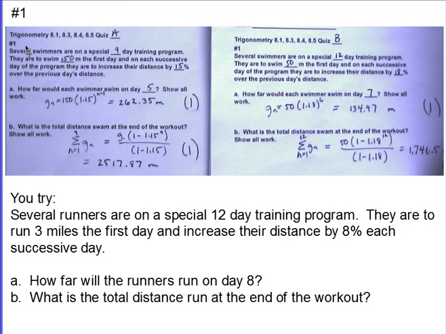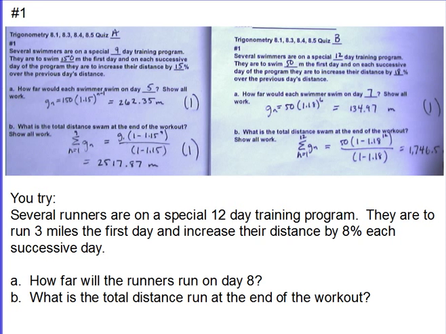So the first question that we're going to do is number 1. We have several swimmers on a special training program. For quiz A it was 9 days and for quiz B it was 12. The amount that they swim in the first day is different, and the percentage they increase by is also different. Now the key to this problem is recognizing that you are changing by a percentage, which is a hint that this is a geometric sequence or a geometric series. So automatically you should be thinking, okay, a geometric sequence or a geometric series type question.